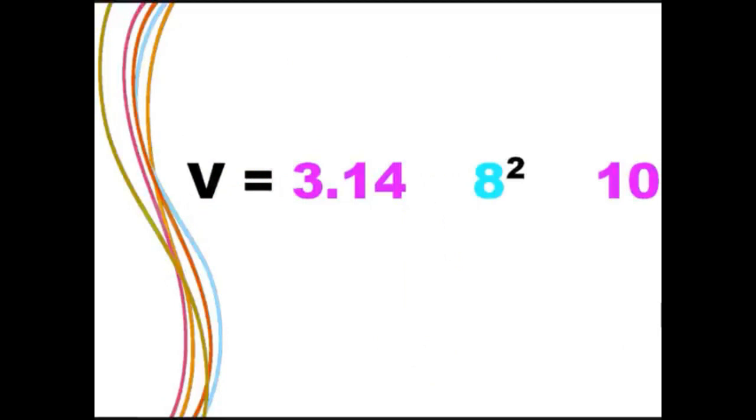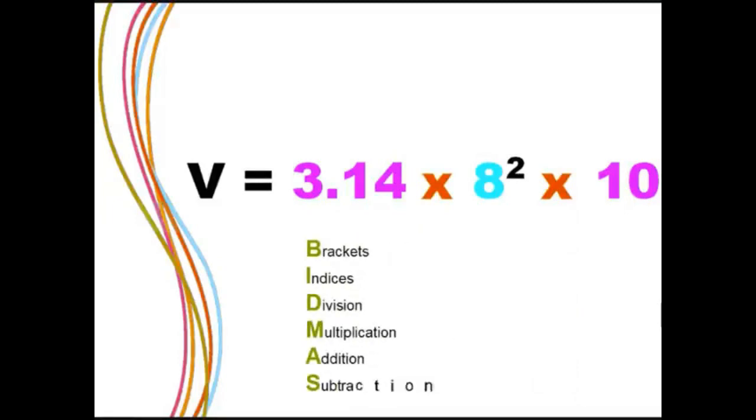Now we have all the values in the formula, we can work out the volume. Remember, where numbers are together, this means times. As with all formulas, we need to follow BIDMAS to remind us the order of the operations. There are no brackets, division, addition, or subtraction, so we will only need to concern ourselves with indices and multiplication.